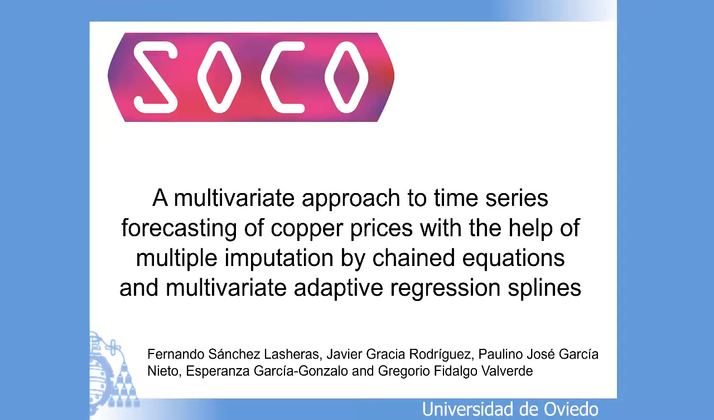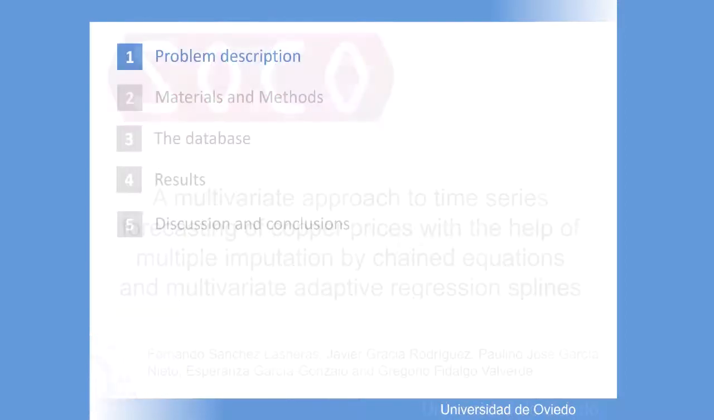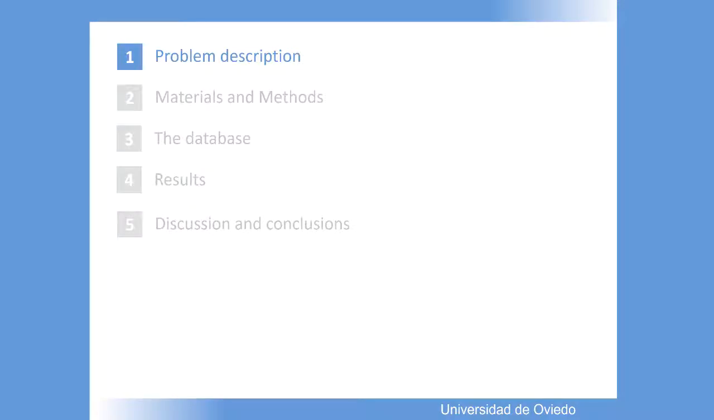Hello, this is the presentation of the paper entitled A Multivariate Approach to Time Series Forecasting of Copper Prices with the help of multiple imputation by chain equations and multivariate adaptive regression splines. The presentation is divided in 5 parts. The first one is the problem description.